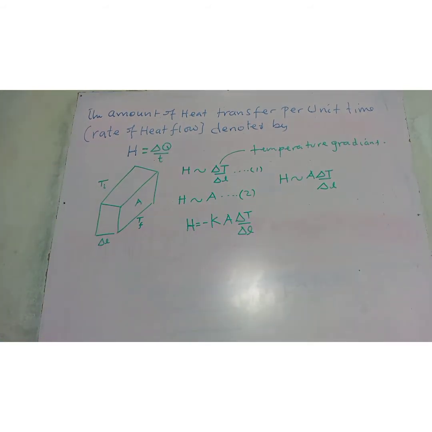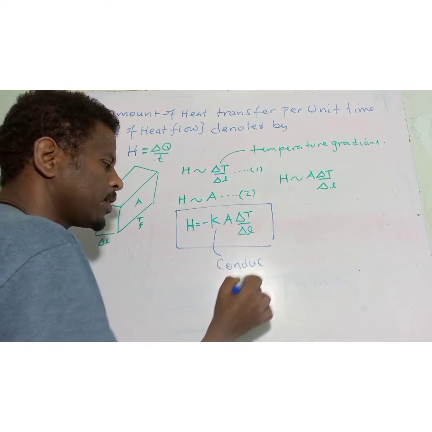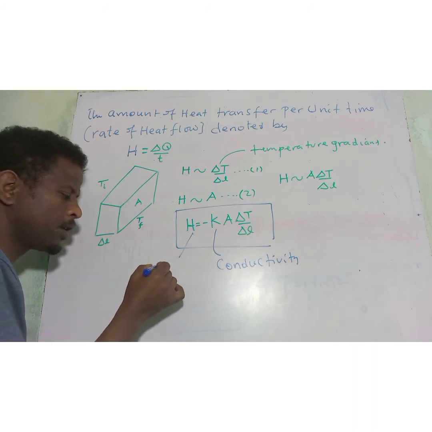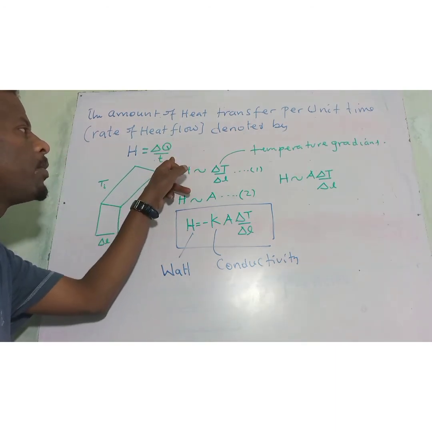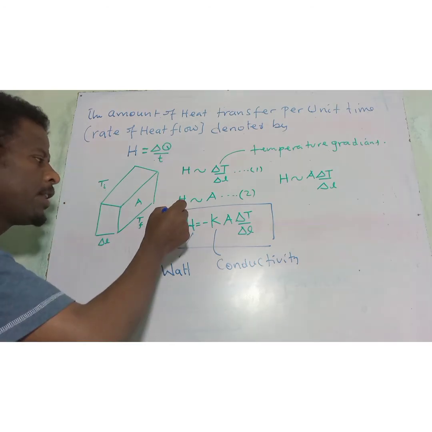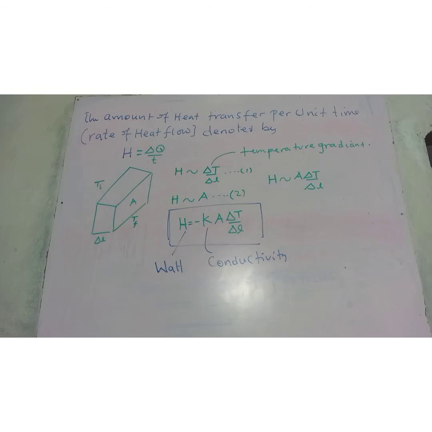We have this, and K indicates the conductivity of the material. H, the rate of heat flow, is given with the unit watt, since it is the ratio of energy per unit time. Energy, joule per second, is the unit for power, which is watt. Therefore, the rate of heat flow H is equal to minus K A delta T over delta L. The negative sign indicates that heat flows in the direction of decreasing temperature. Materials with a larger value of K are good conductors of heat, and those with a smaller value of K are good insulators of heat.